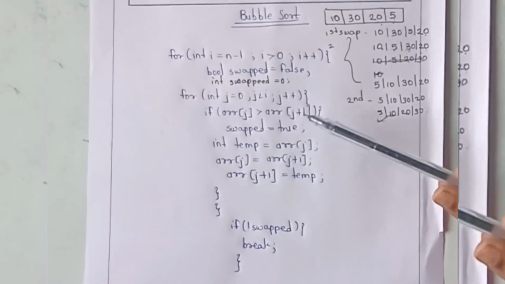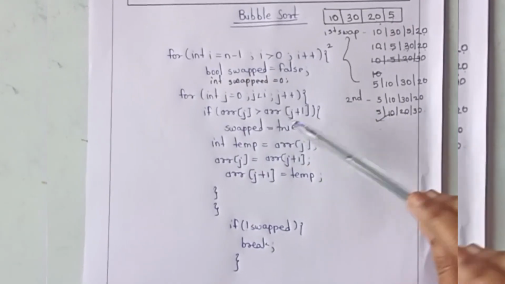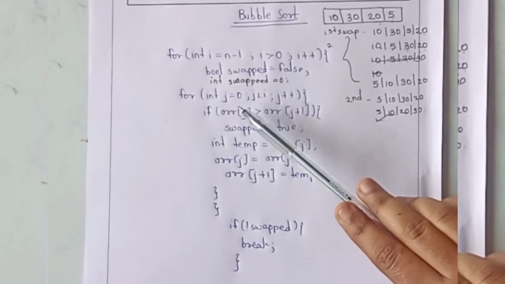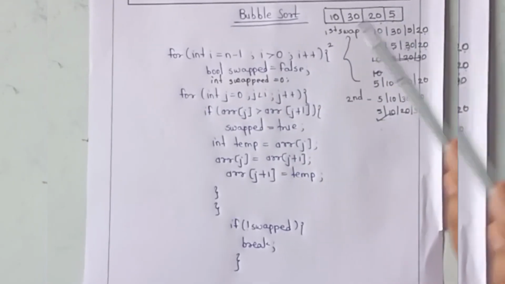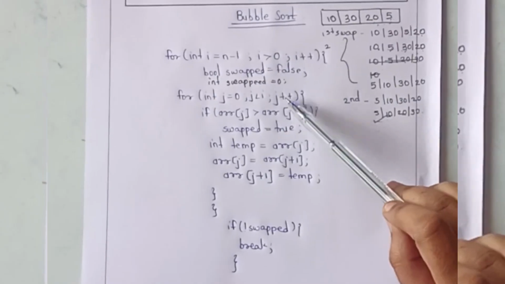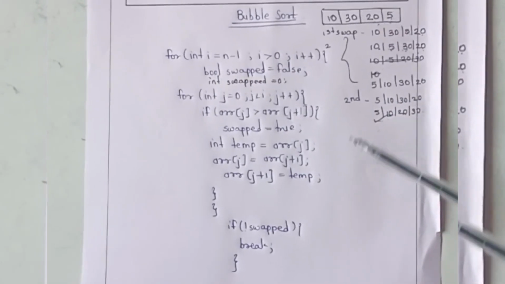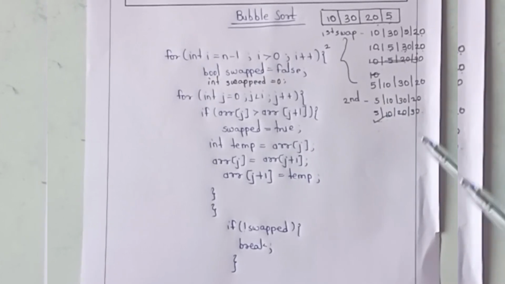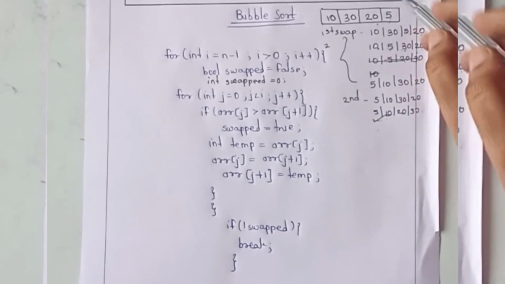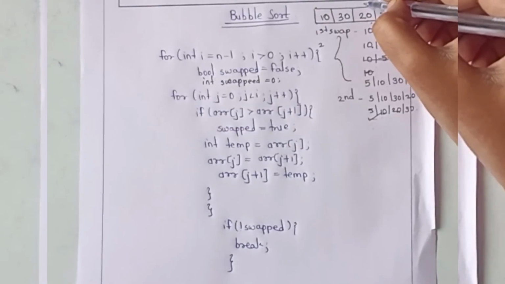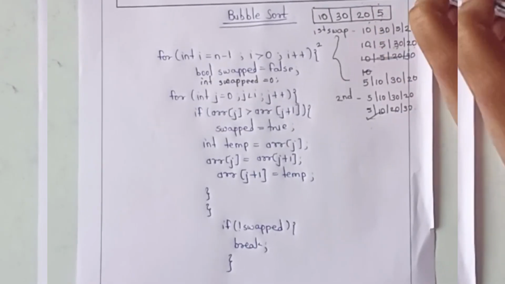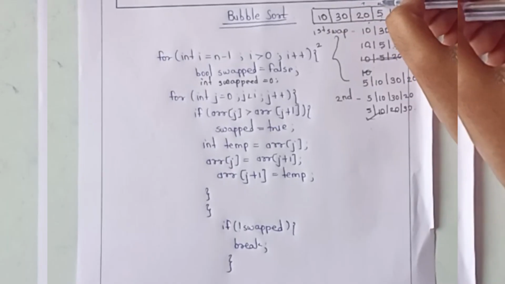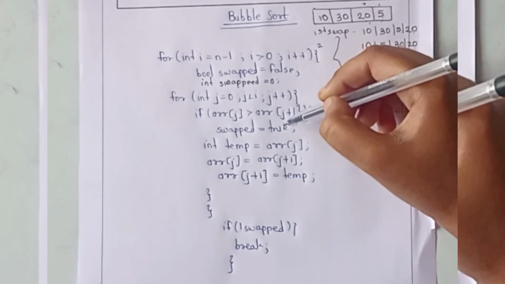Then this is for j equals to 0. This is my outer loop, this is my inner loop. So my inner loop will go from 0 till j is smaller than i, and it will increase my j. Then here is my if condition. If arr of j is greater than arr of j plus 1, means suppose my arr of j is 20 and arr of j plus 1 is 5. So if my arr of j, means my 20, is greater than 5, then swapped equals to true.